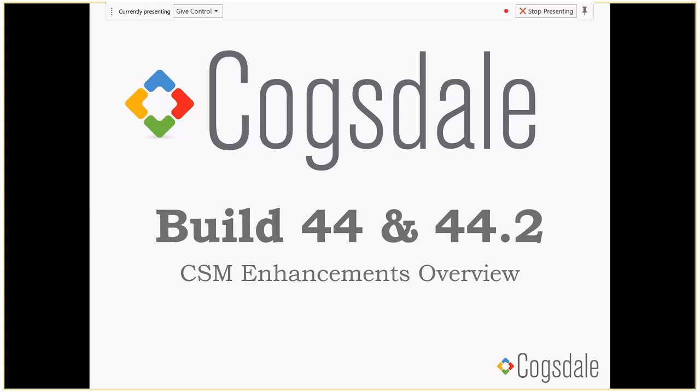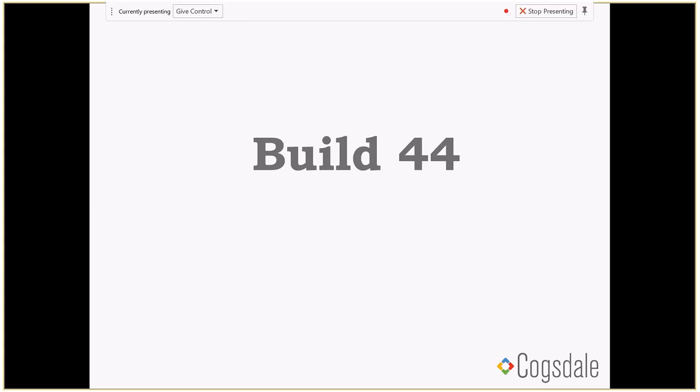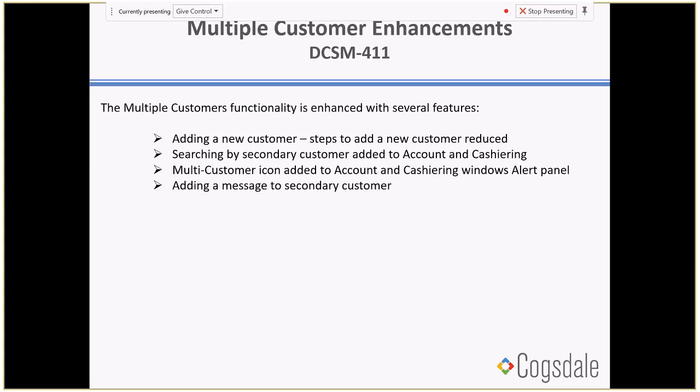So we're going to Build 44, and our first feature today that I will present is enhancements that we added to the multiple customers window. The multiple customers window, as we all know, can be enabled through a global property option, and I will also do a demo on this, so you will all see how it works.